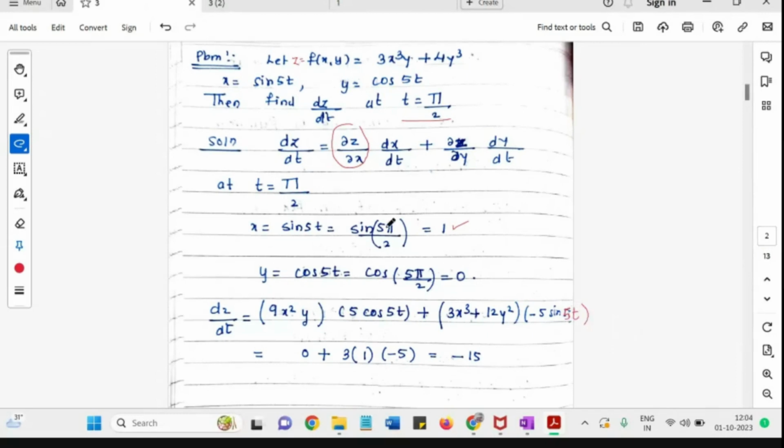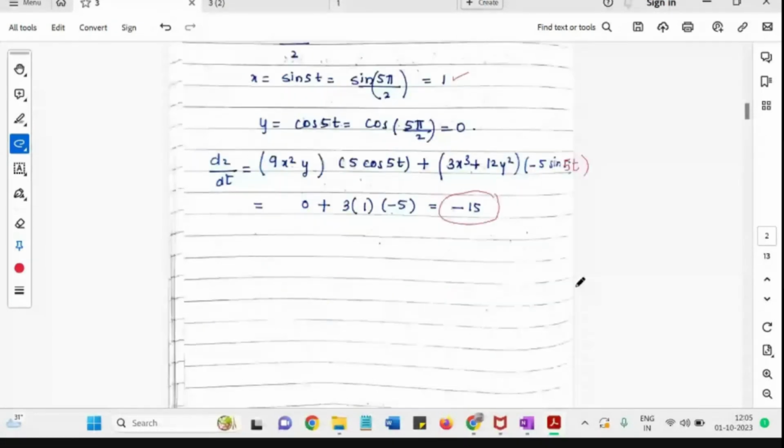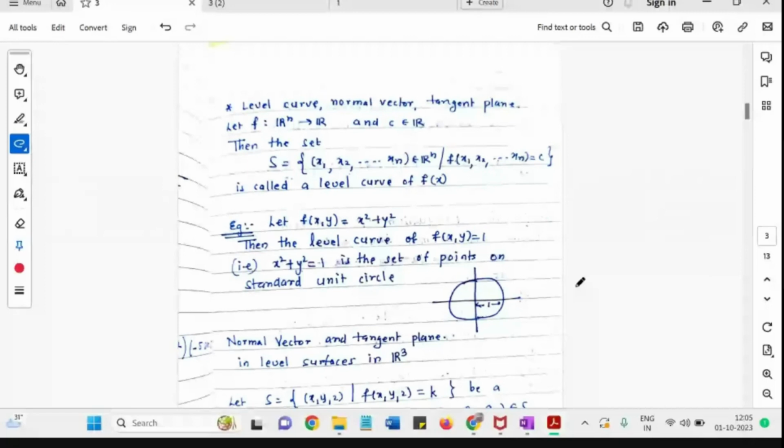Substitute the value of x and y in these expressions, and you will see that the answer turns out to be minus 15. So this is a simple question which can be done by using chain rule. But as I said, I have done that specific chain rule because I wanted to attempt this question.